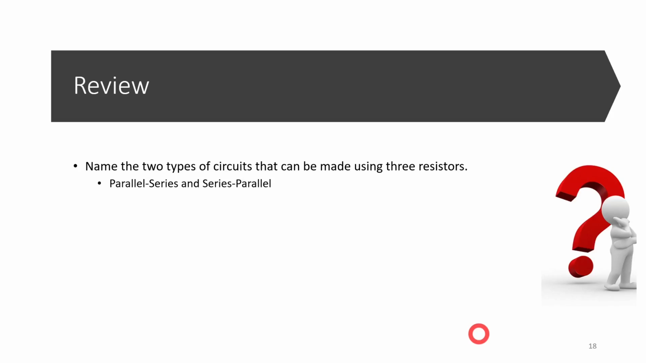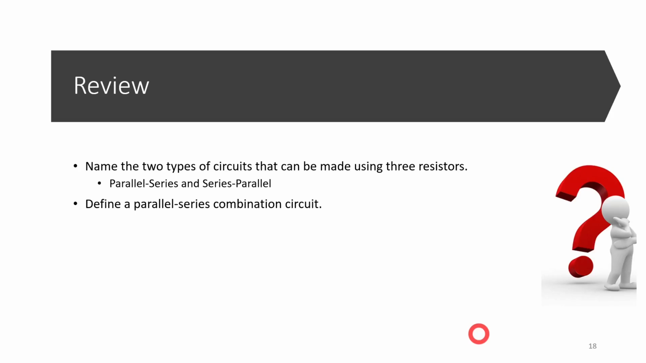Okay, so let's review. Name the two types of circuits that can be made using 3 resistors. So if you want to pause the video and then come back. Okay, we can make a parallel series circuit, which is what we're studying in this lesson, or we can make a series parallel circuit, okay, which will be the next lesson.